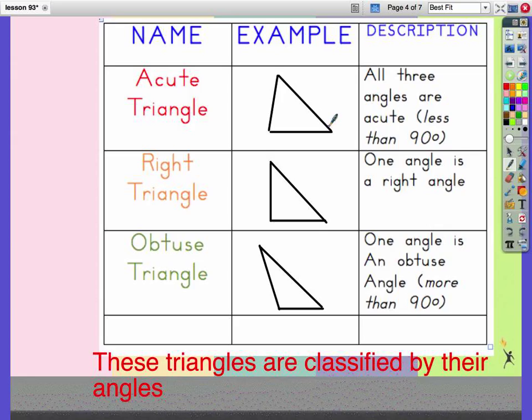have an acute triangle. If we have a right angle in our triangle, it becomes a right triangle, no matter what the other two angles are. If there's a right angle, it's a right triangle. Usually they'll make that little square symbol in there to show that it's a right angle. And if we have one angle in there that's an obtuse angle, or more than 90 degrees, it's nice and big, it's going to be an obtuse triangle.